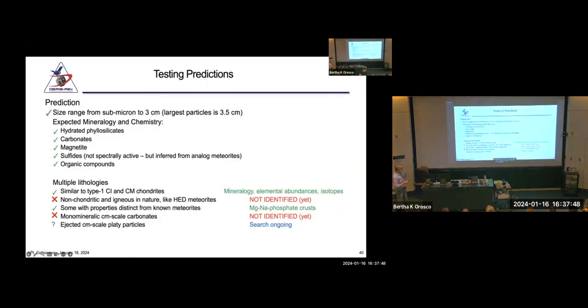So let's wrap it up. How did we do? Testing predictions. We said size range from submicron to 3 centimeters. Check. Largest particles, 3.5 centimeters. All of the phases that we expected, either from remote sensing or our cosmochemical knowledge, were present.